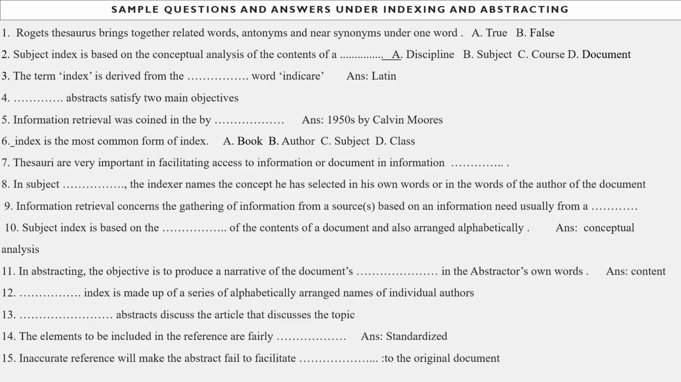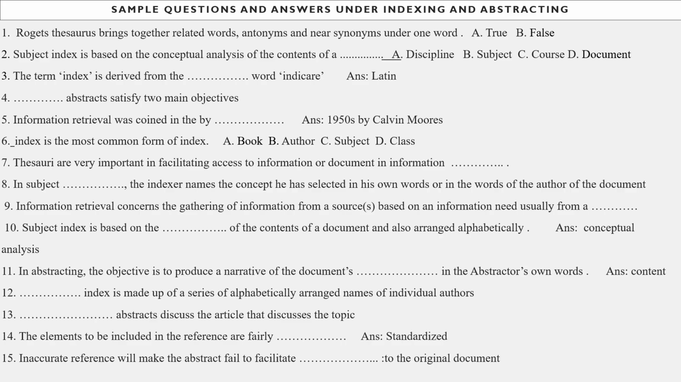The first question is, Roget's thesaurus brings together related words, antonyms, and near synonyms under one word. True or false? The answer is that the statement is false, because Roget's thesaurus groups words by meaning, bringing together synonyms and near synonyms. It does not list antonyms under one word. The purpose is to help users find alternative words with similar meaning, not opposite. So the statement is not true.